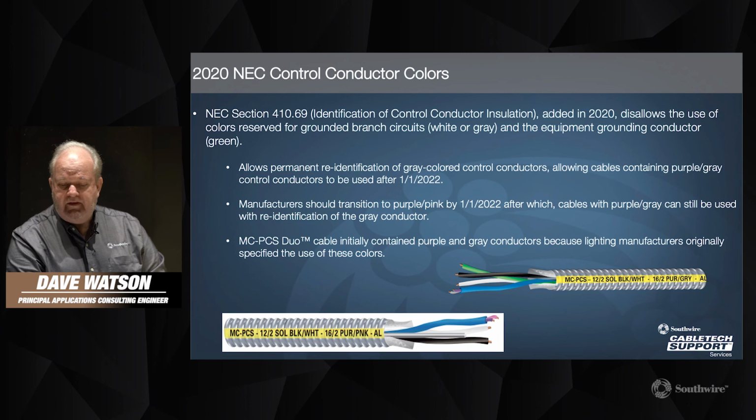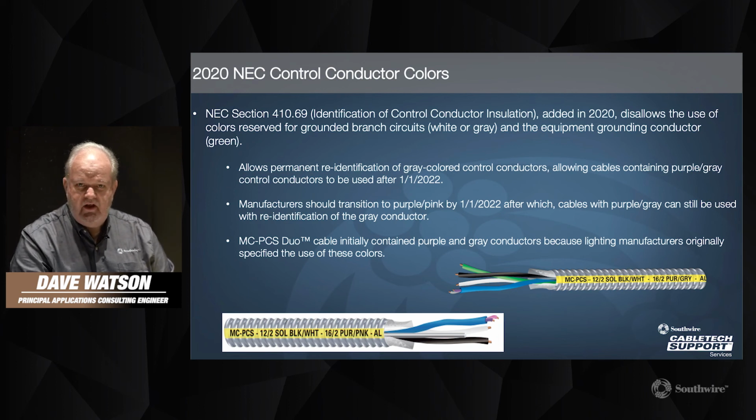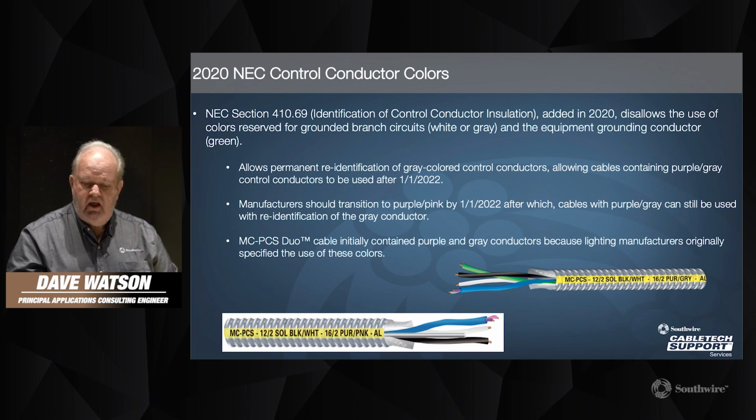One final word about the control conductor colors. This is in regards to a change that occurred in the 2020 NEC. So NEC section 410.69, which addresses the identification of the control conductors, was added, it's brand new in 2020. It disallows the use of colors reserved for grounded branch circuits, in other words, white or gray insulated conductors, and the equipment grounding conductor, which would be typically green in the circuit size products. So, in other words, it does not allow gray and purple to be used.